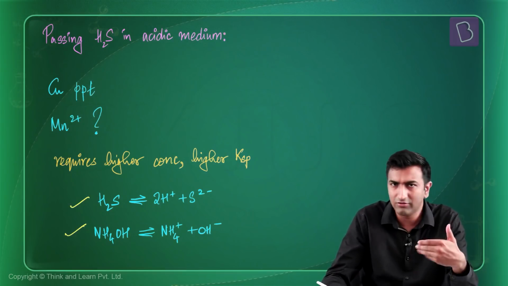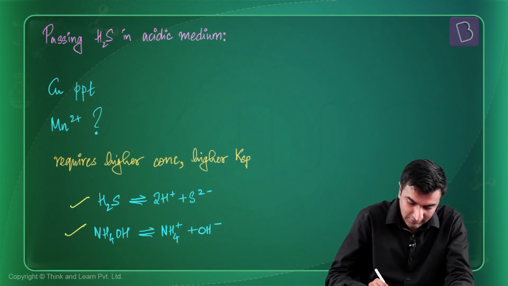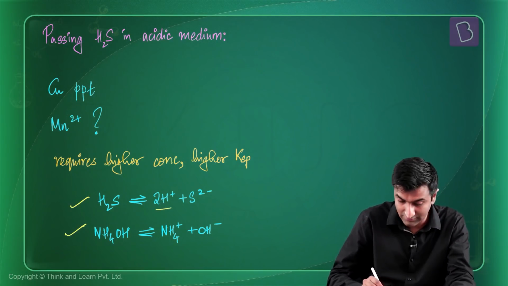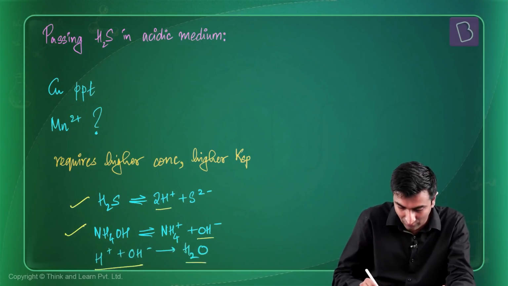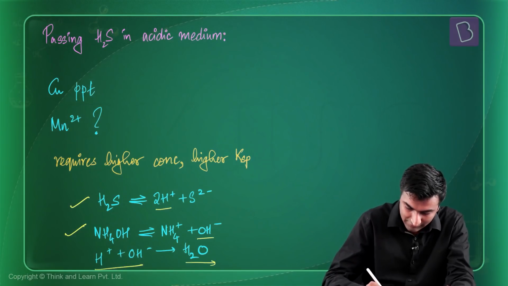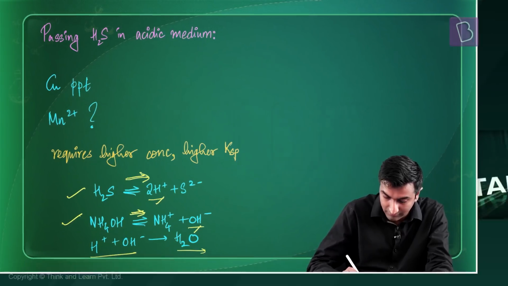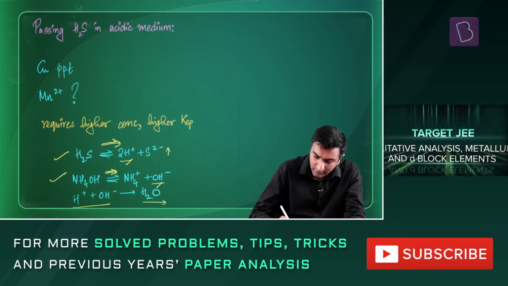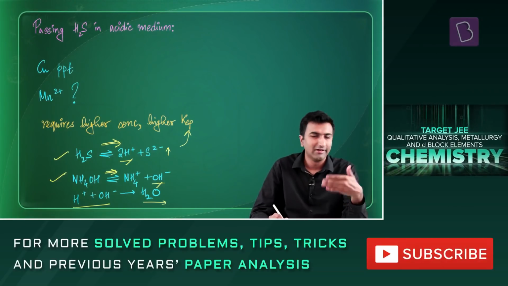So what does this do? How does this increase the concentration of S2-? You see, the first reaction forms H+ ions. The second reaction in the basic medium forms OH- ions. Both of these react and form water. So if this gets consumed and this gets consumed, that means both of these reactions get pushed in the forward direction, which means the S2- concentration increases, reaching that higher Ksp required for Mn2+. Long story short, yeah, this one's correct.